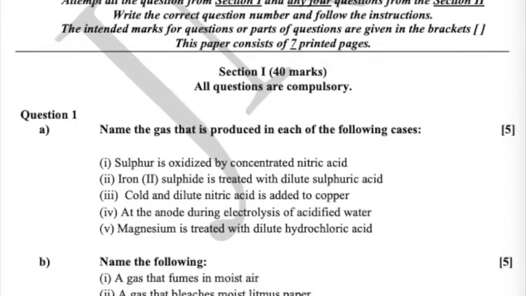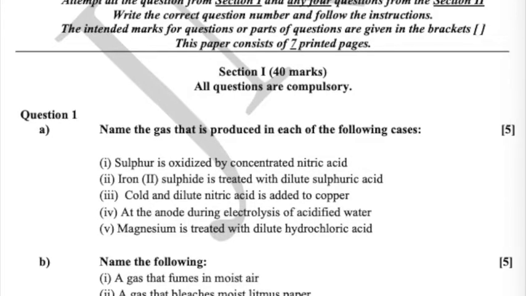Name the gas that is produced in each of the following cases. First, sulfur is oxidized by concentrated nitric acid, so NO2, nitrogen dioxide. Then iron(II) sulfide is treated with dilute sulfuric acid, hydrogen sulfide H2S. Then cold and dilute nitric acid is added to copper. Gas released: nitric oxide NO.